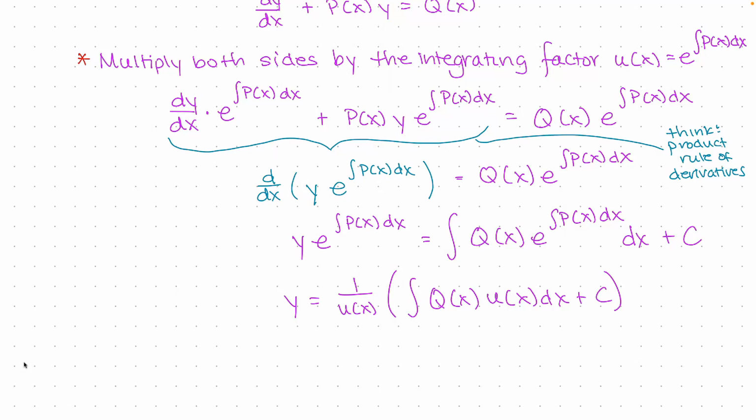Maybe it'll make sense when we go through an example too. But let's just put a little note here about that. A note about u of x. So if u of x ends up being the absolute value of something, then u of x would be the plus or minus of that.